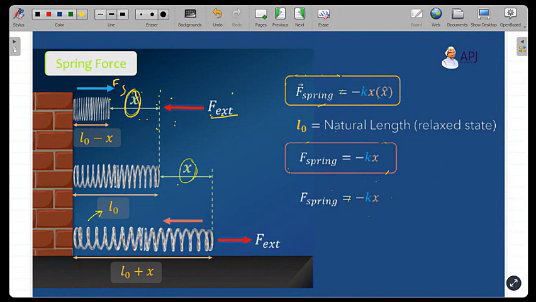Similarly, this was the original position, original length L naught. You have extended the spring by x meters. You can see this is your x meters. This is the direction of the external force. The direction of the spring force will be inwards. This is Fs, the spring force, inwards.